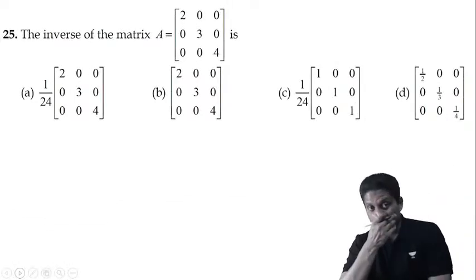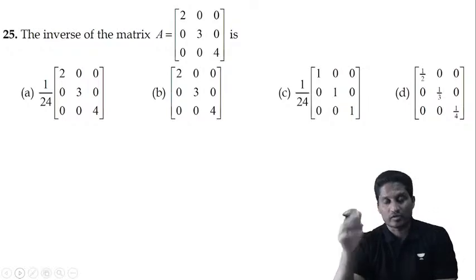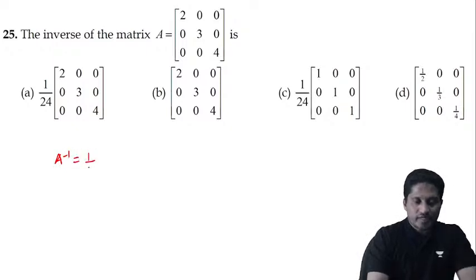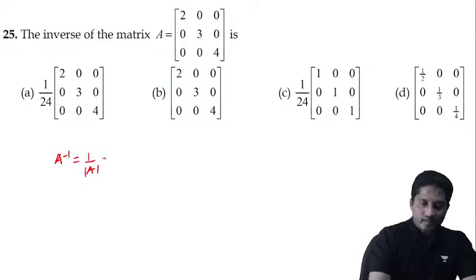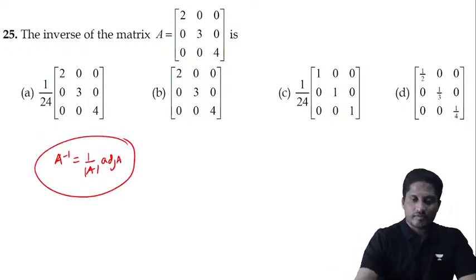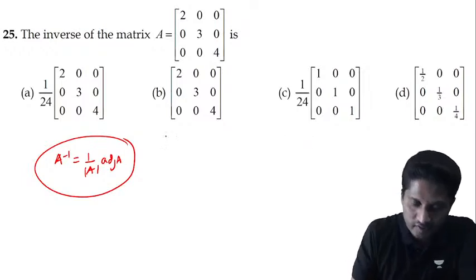What is the inverse of this matrix? It's a standard result, guys. No need to use the A inverse formula. The A inverse formula is equal to 1 by determinant of A into adjoint of A. This is the A inverse formula. So no need to work it out for this result. I will just give you the general result.